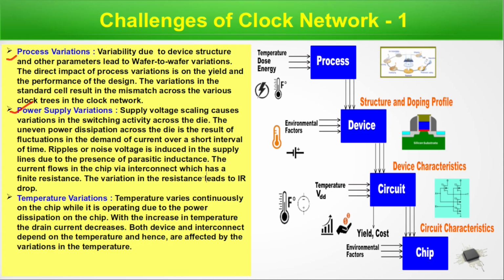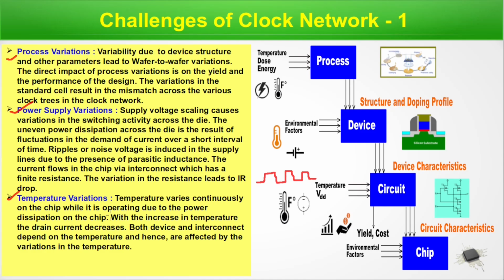The current flows in the chip via interconnect, which has a finite resistance, and this resistance of the material has a deep impact on the performance. So the variation in the resistance leads to IR drop. Clock is also a signal. Whatever we draw in our digital clock is basically a signal, a 1-0 sequence, and the signal means voltage level. Current is flowing through the wires. This is the practical impact.